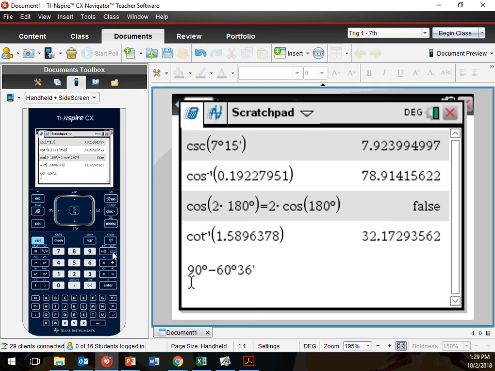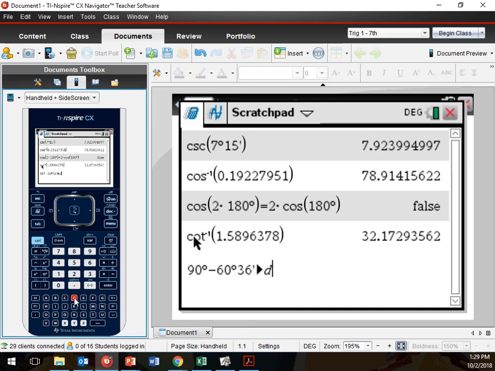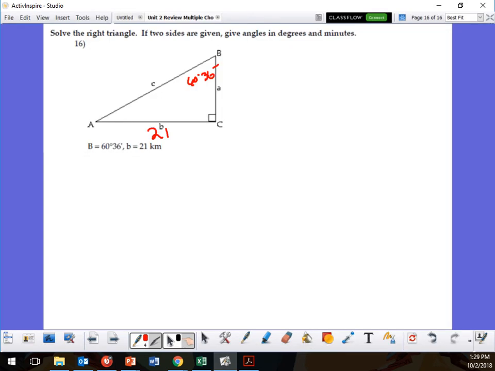Control enter. DMS, right? Because I want degrees, minutes, seconds. There we go. 29 degrees, 24 minutes. So how do you do DMS again? Just type the letters DMS. There's actually an option to go and find that one, but it's easier to just type the letters DMS. Okay, so we said 29 degrees, 24 minutes. There you go. 29 degrees, 24 minutes.